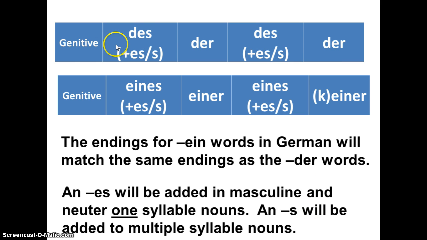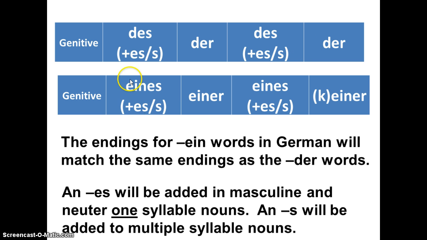Here I've taken the genitive row off of the der chart and added underneath it the genitive case, what happens to words that are ein words. That includes ein and all the words that rhyme with ein, and all the possessives like mein, dein, sein, ihr, sein, unser, euer, and ihr. They take all these endings. And if we compare the two rows, we'll notice that all the endings match. Des matches eines. Einer matches der. Eines matches des. And in plural, einer matches der. So if you know how to match, you can do that fairly simply. It's easiest just to learn des, der, and then everything has to rhyme with it.